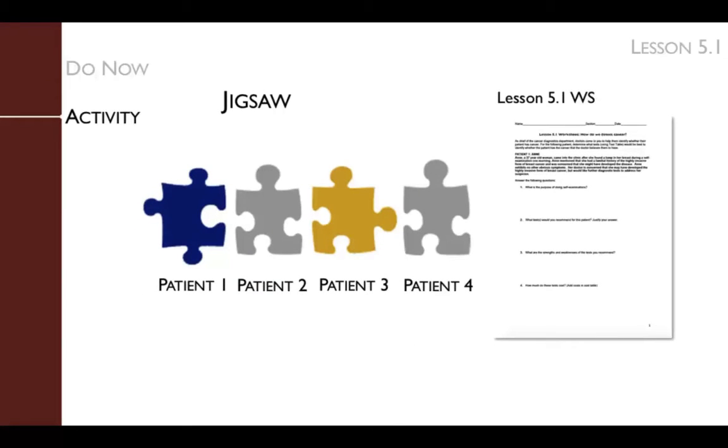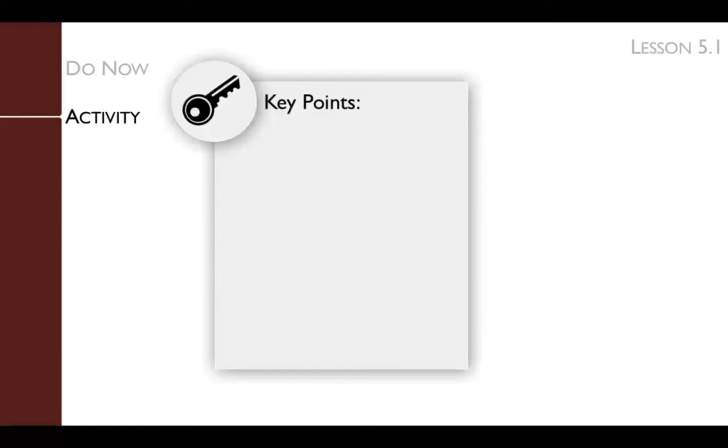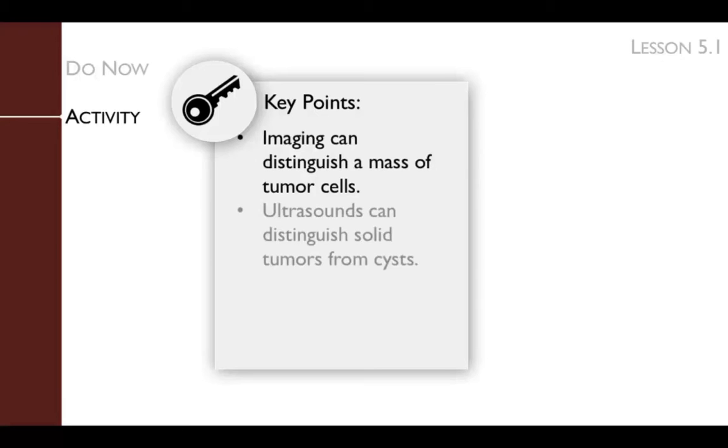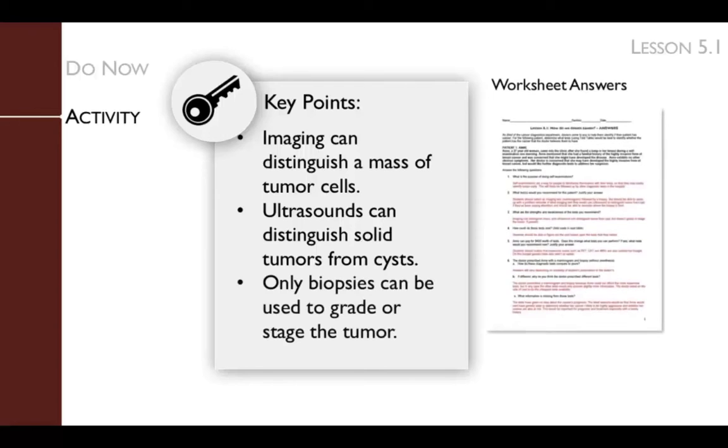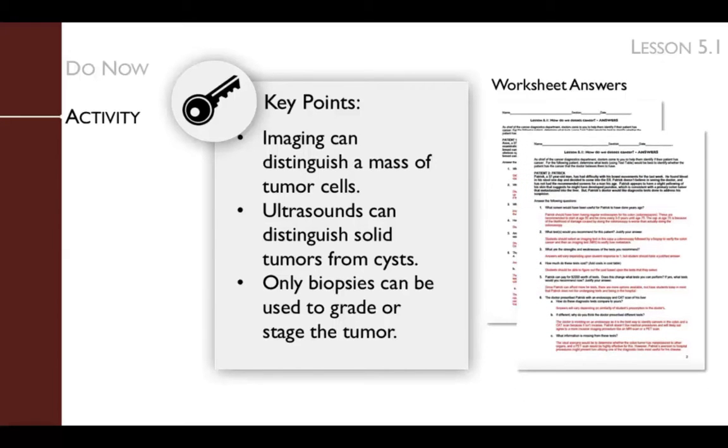The activity for this lesson is a jigsaw in which students will split into 4 groups based on the 4 patient cases that they will examine. In each case study, the students will determine what tests need to be ordered for each patient using the table provided at the end of the worksheet. The key points of the activity are that imaging can distinguish a mass of tumor cells. Ultrasounds can distinguish solid tumors from cysts, and only biopsies can be used to grade or stage the tumor. Refer to the worksheet answers for more details.